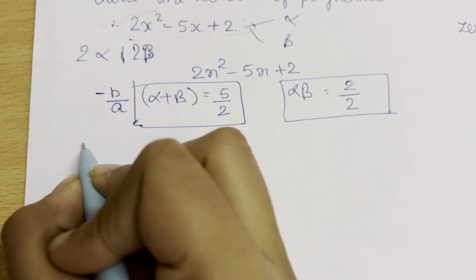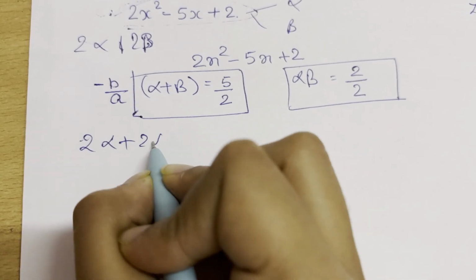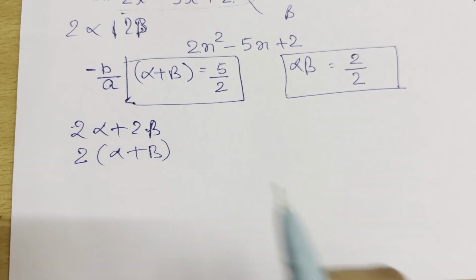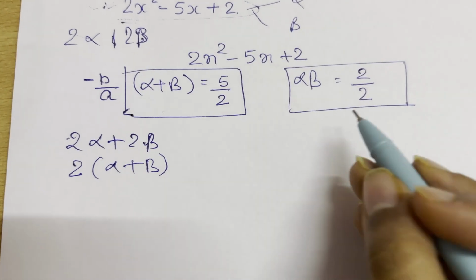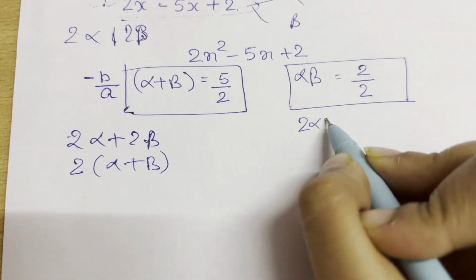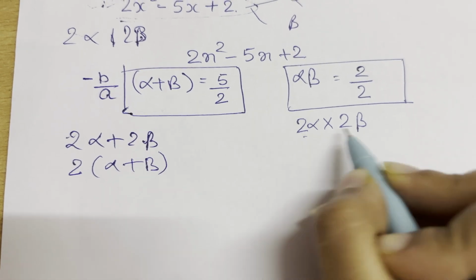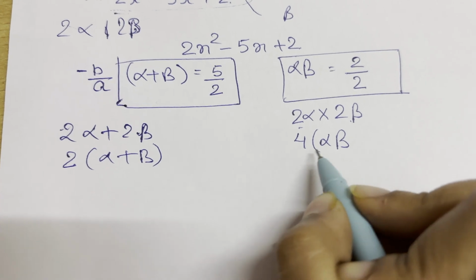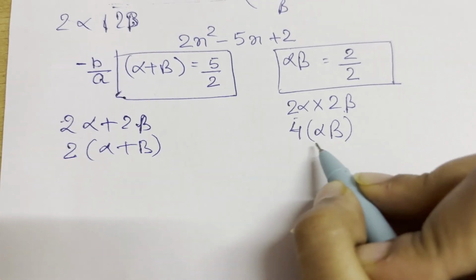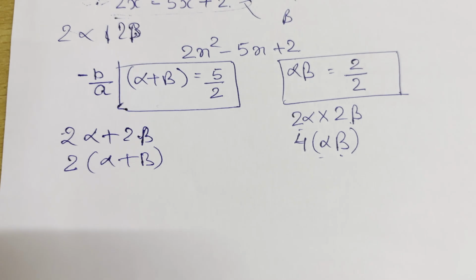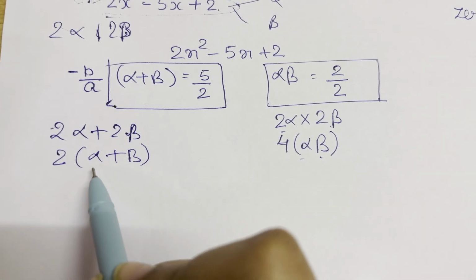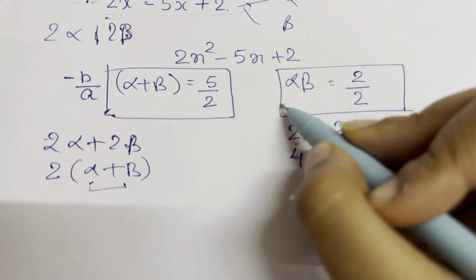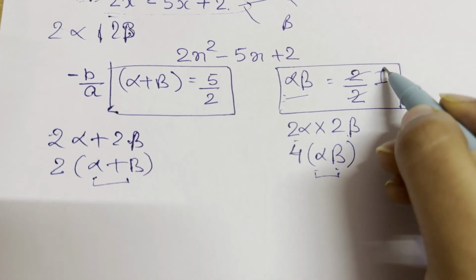Okay, so now we are asked to find a quadratic polynomial whose zeros are twice the zeros of this polynomial. So their sum will be 2 alpha plus 2 beta. If I take 2 common, we'll get alpha plus beta into 2. And similarly, the product will become 2 alpha multiplied by 2 beta. We have just separated 4, and write alpha beta together. We have already found the values of alpha plus beta and alpha beta, and that can be substituted here. On simplifying, the value of alpha beta we got is 1.